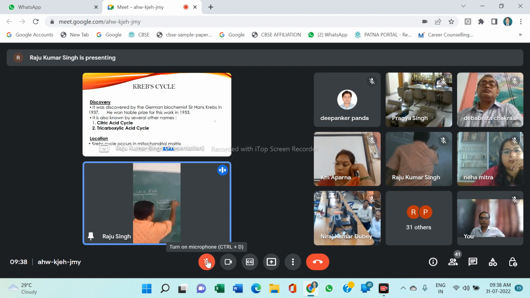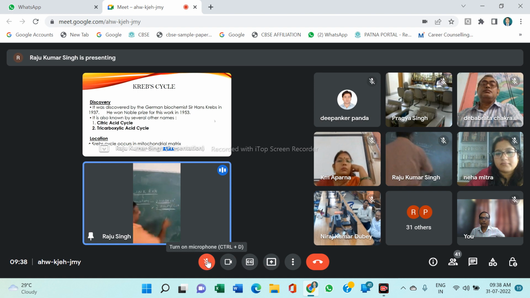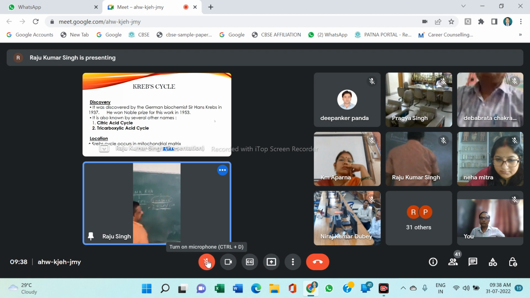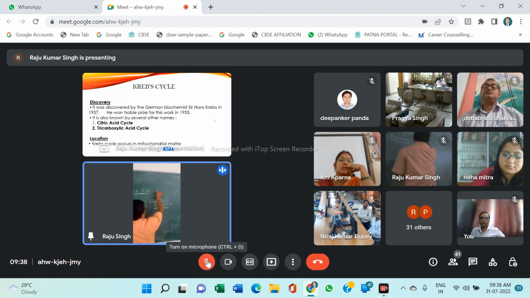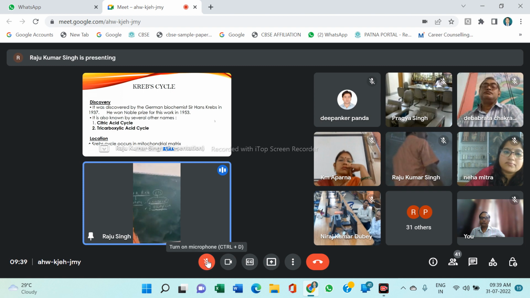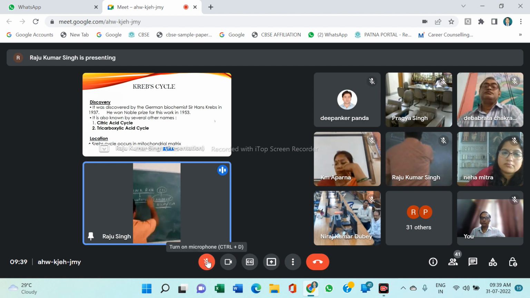This NADH, the reduced coenzyme, is also a source of energy. But where will it be used? It will be used in the ETC, the electron transport system or chain. So this is your link reaction.